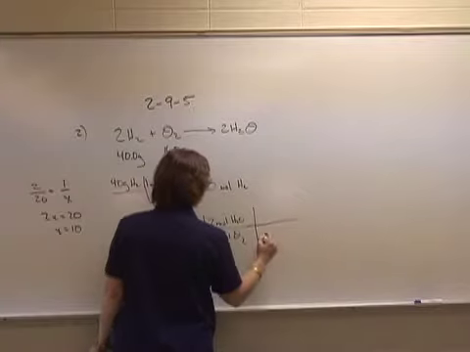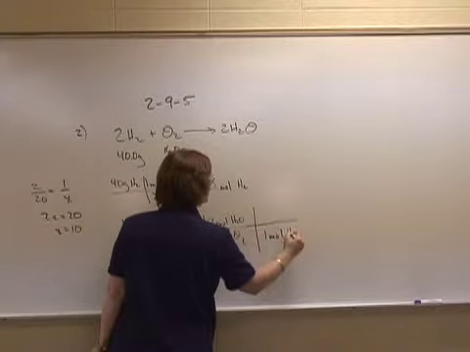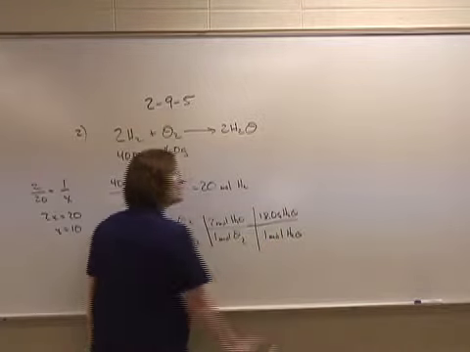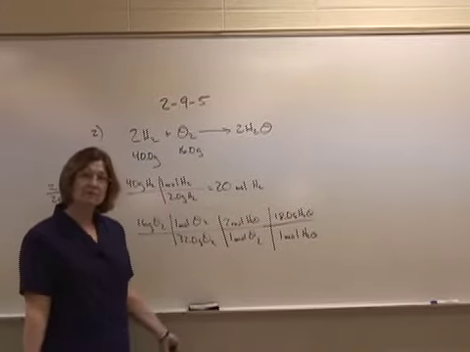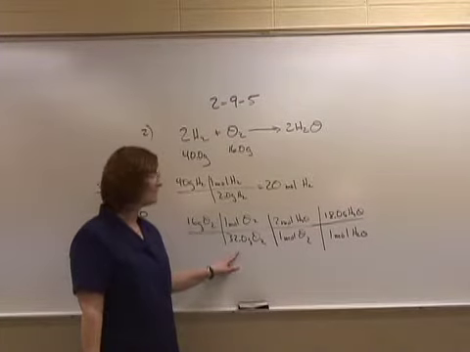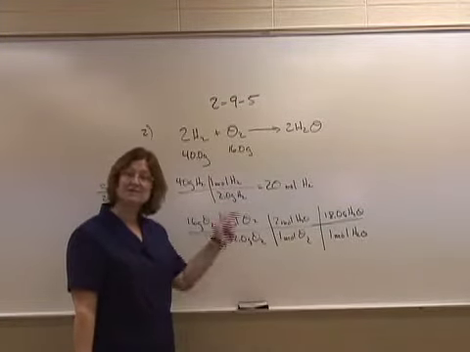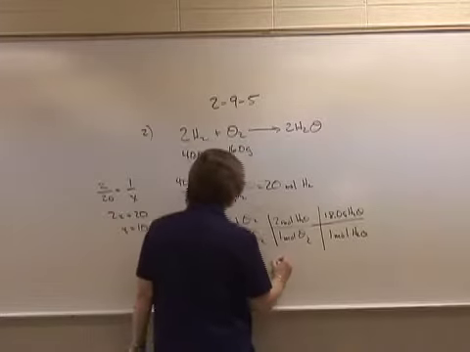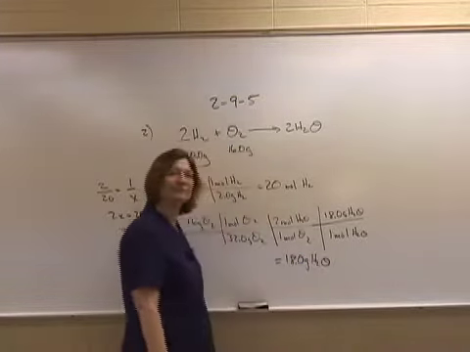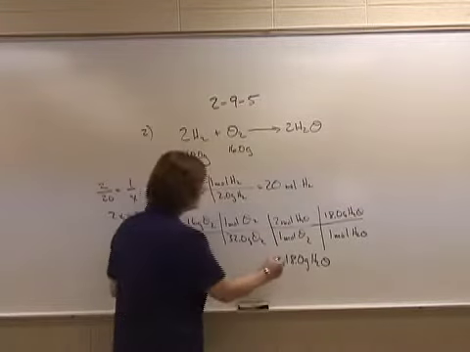And then I change my moles back to grams. And 1 mole of water is 18.0 grams of water. Now, this problem can be done in your head. 16 divided by 32 we found was 0.5. Times 2 is 1. Times 18 is 18.0 grams of water. And that would be my final answer.